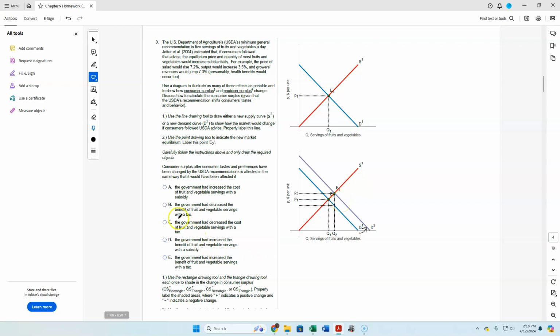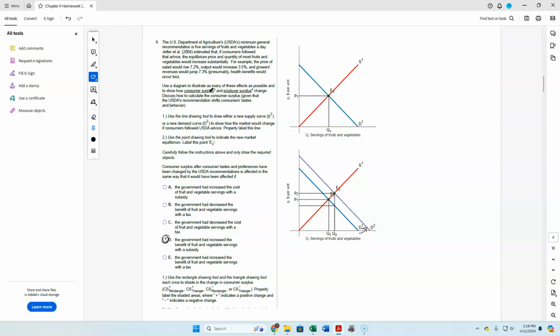And essentially, it's ended up increasing the benefits of fruits and vegetable servings with the subsidy that it would refer to here with the surplus, right? That the consumer overall is going to gain more of a benefit from this.